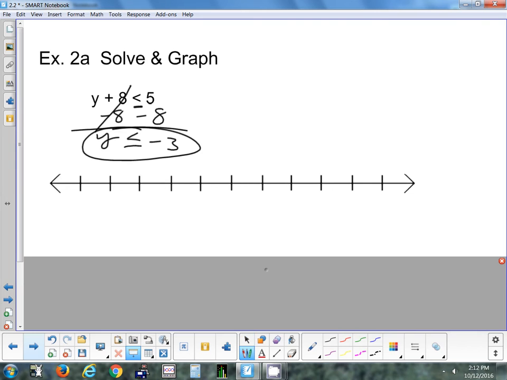Okay. So negative 3 is not too many numbers, so I'm just going to number everything up to 0. You don't have to number that way, but that's just how I chose to do it. And Bay, I know you just came in, but you remember what kind of circle we use when we have the equal to? Colored in. Yep, we fill it in. And am I going to shade left or right? Yeah, Marissa? Perfect, we're going to shade left. Okay, any questions on 2A?